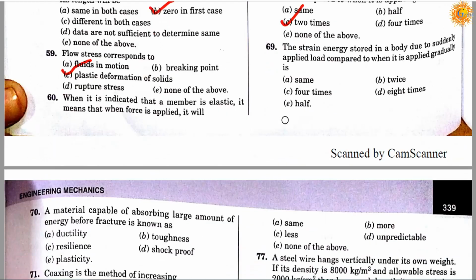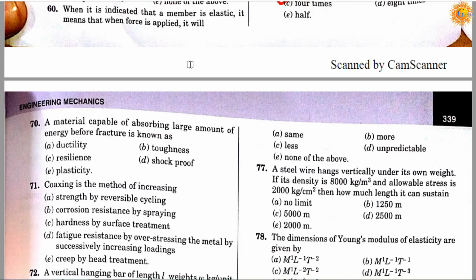Question number 69. The strain energy stored in a body due to suddenly applied load compared to when it is applied gradually is: option A, the same; option B, twice; option C, 4 times; option D, 8 times; option E, a half. So correct answer is C, it's 4 times.